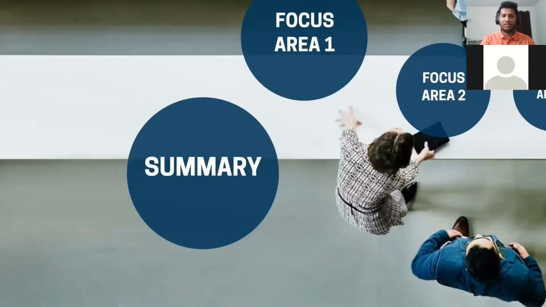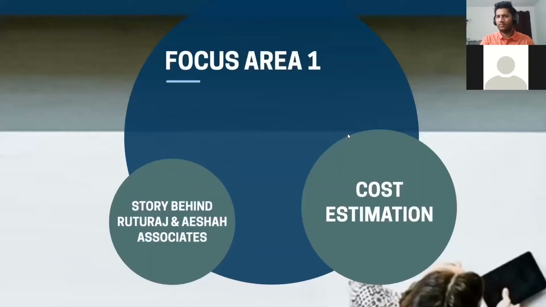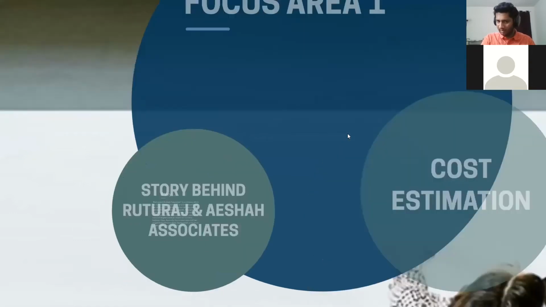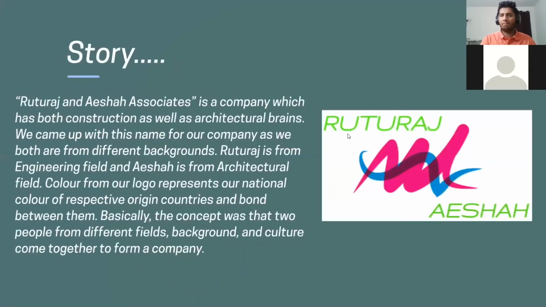Our first focus area is, first I'll just walk through the story behind the name of the company, which is Ruturaj and Aisha Associates. Basically this name is because I and Aisha are from different backgrounds. I'm from a construction engineering background, and she's from an architectural background. We have both the brains in this company.